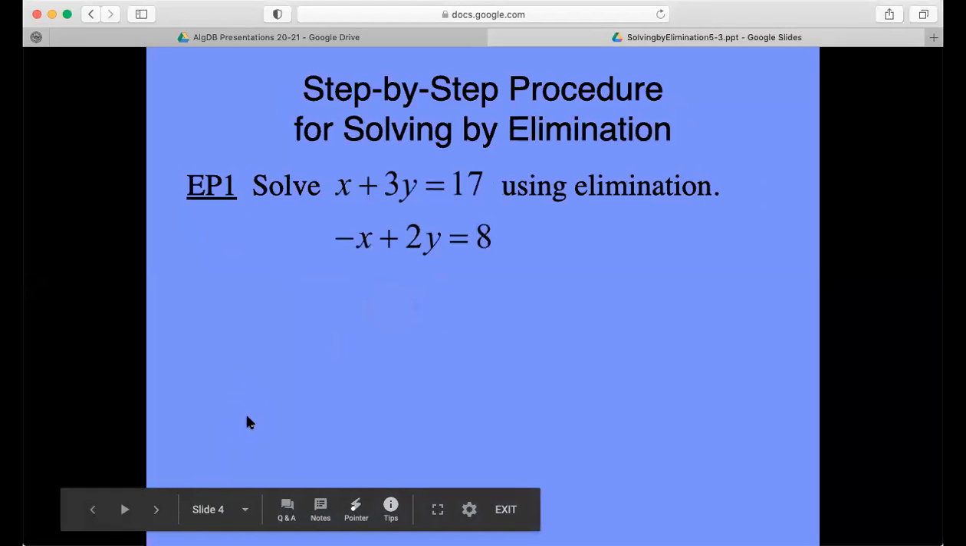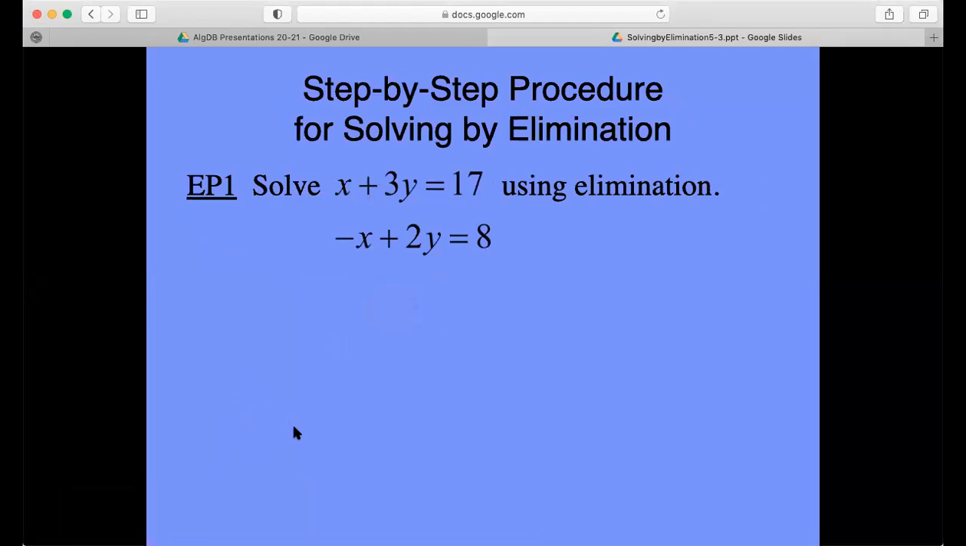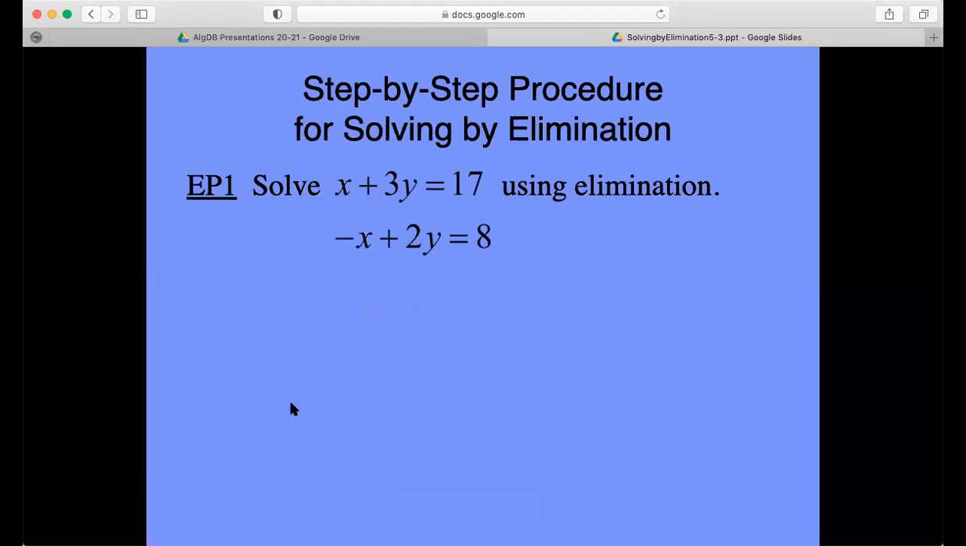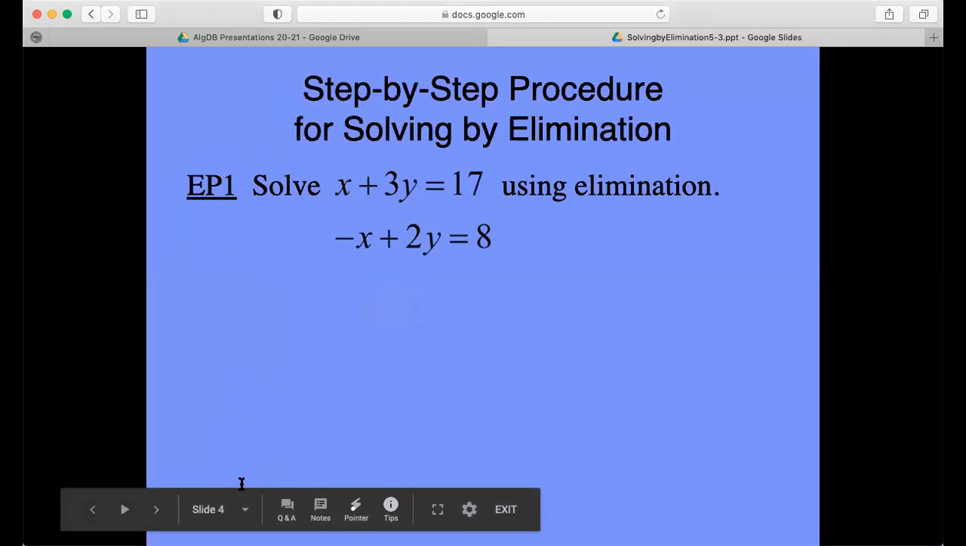All right, so the step-by-step procedure for solving by elimination, we're going to follow along. The guide to this step-by-step process is in your journal on page 144. So the first step says to multiply, if necessary, one or both equations by a constant, so at least one pair of like terms has the same or opposite coefficients. All right, so we look here in this example. I'm going to grab my pen again.